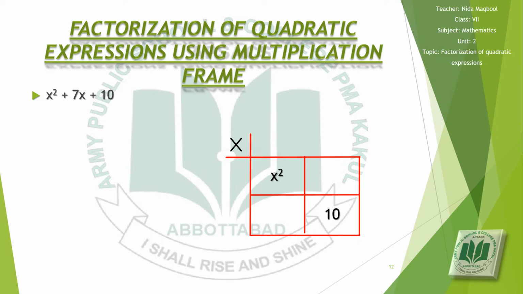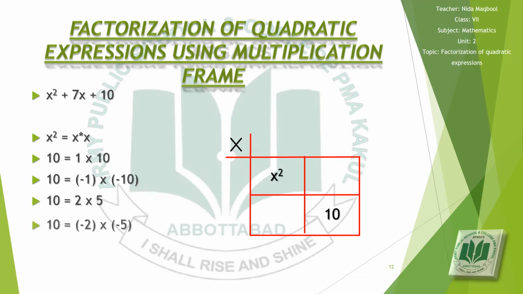Step 2. Consider the factors of x squared and 10. Possible factors of x squared are x multiplied with x. Now let's discuss factors of 10. 10 can be factorized as 1 into 10 or minus 1 into minus 10. Another pair could be 2 multiplied with 5 or minus 2 multiplied with minus 5.